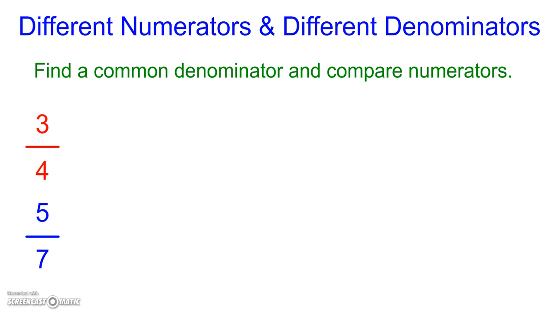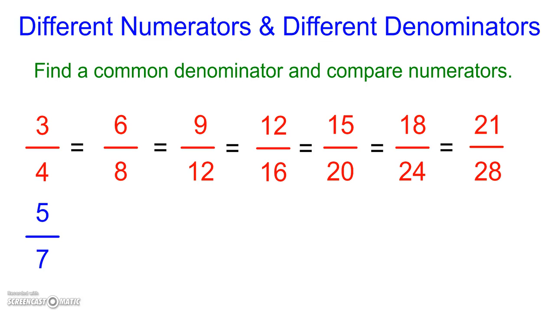Think about our original fractions 3/4 and 5/7. We can think of all the equivalent fractions for 3/4 by using several techniques. I like the multiples method. If I look in my numerators, I'll have the multiples of 3: 3, 6, 9, 12, 15, 18, 21. And if I look in my denominators, I'm using my multiples of 4: 4, 8, 12, 16, 20, 24, 28.